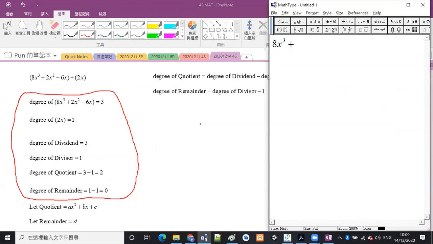So our dividend is 8x cubed plus 2x squared minus 6x, and then it is equal to the divisor, that is 2x, times the quotient ax squared plus bx plus c, and then plus the remainder, that is d.